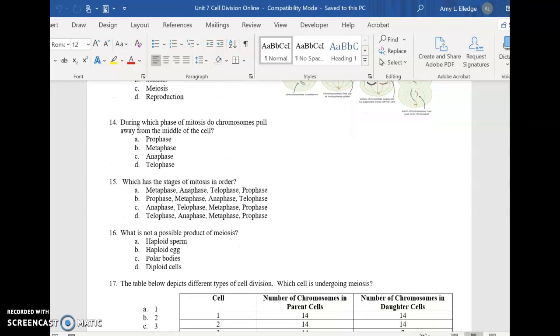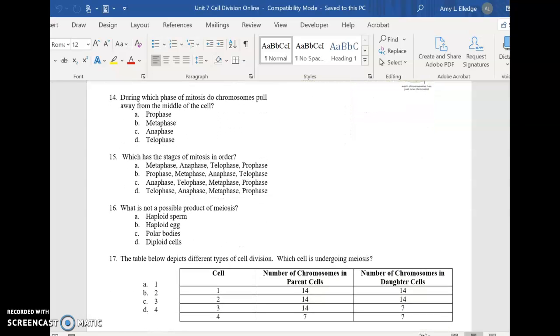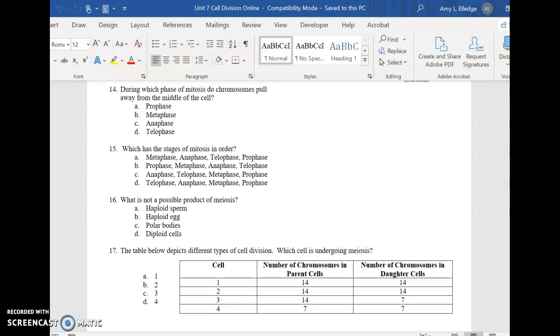All right, 14. During which phase of mitosis do chromosomes pull away? So hopefully you know that when they separate after they've been in the middle is anaphase. What are the stages of mitosis in order? That's your PMAT. So you should have selected B.